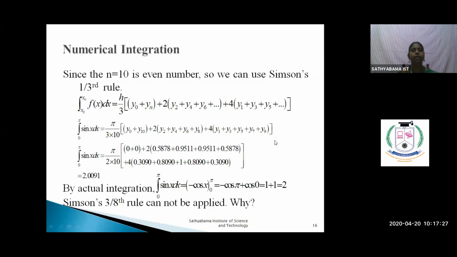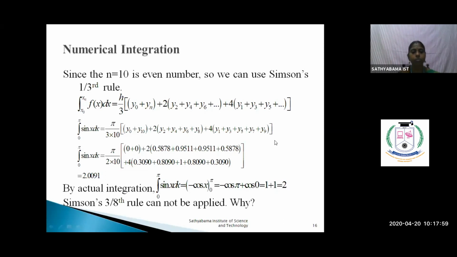Then n equal to 10. N equal to 10 means it is an even number. So we can use Simpson's 1/3 rule. Integral 0 to pi. What is my Simpson's 1/3 rule? H by 3 into y0 plus yn plus 2 times of y2 plus y4 plus y6, even entries, plus 4 times of odd entries. So now I have written what is h. H is pi by 10. And what is h by 3? So pi by 3 into 10.